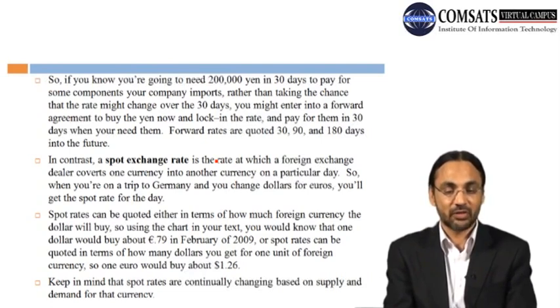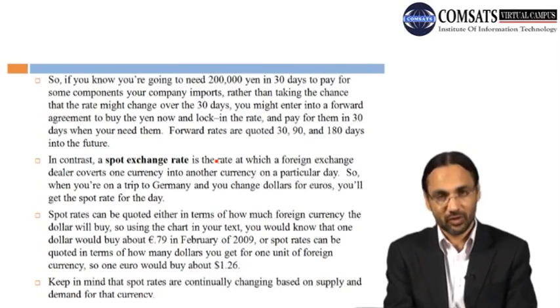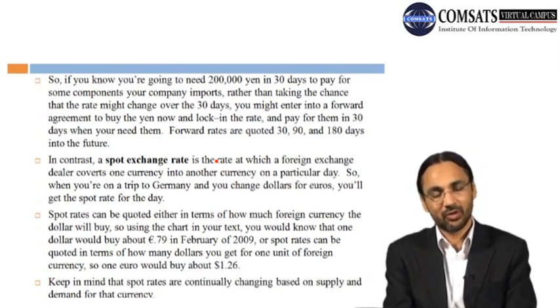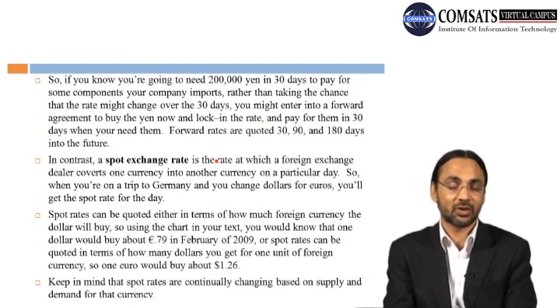In contrast, a spot exchange rate is a rate at which a foreign exchange dealer converts one currency into another currency on a particular day. So when you are on a trip to Germany and you change dollars for euros, you will get the spot rate. When you are traveling, for instance, from here to Saudi, and you are traveling tomorrow, whatever the dealer is going to give you against the Saudi riyal, say you get 29 rupees against one Saudi riyal, that rate is the spot exchange rate.